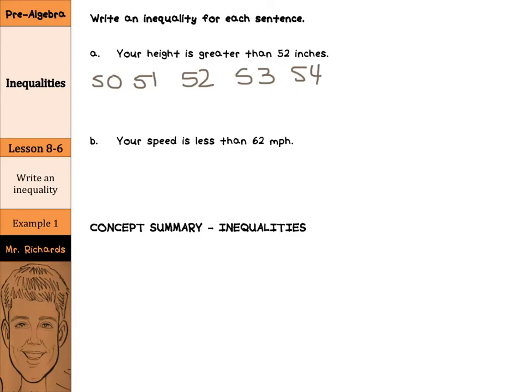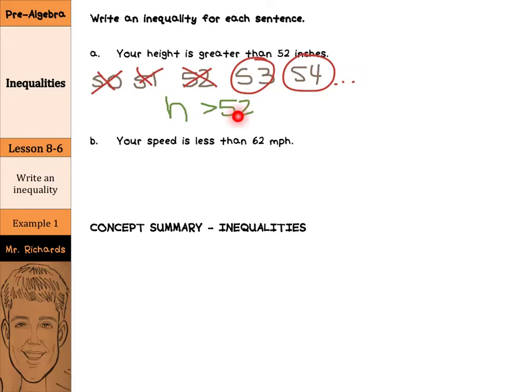What does that include? Is 50 greater than 52? Of course not. Is 51 greater than 52? No. Is 52 greater than 52? No. Is 53 greater than 52? Yes. 54? Yes. And every other number bigger than that. So we set our variable h is going to be greater than 52. For all our numbers h, like 53, 54, 55, and so on, it's going to be greater than 52.